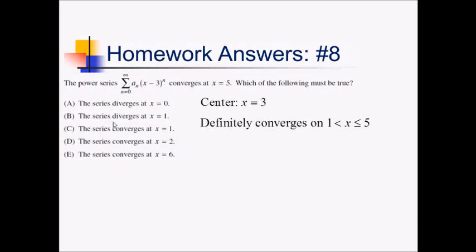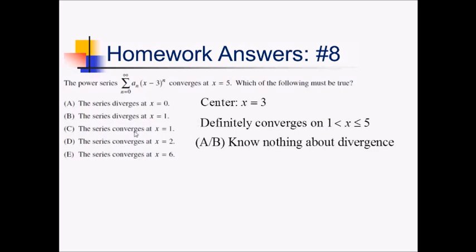Choices A and B are talking about where this series diverges. The only way we could really talk about diverging based off this information is if they said it diverges, for example, at x equals 2. Then we could say, no, it doesn't. It converges because x equals 2 is in this interval. But since they're talking about where it diverges, we don't really know much about that. So we can't choose either of those answer choices.